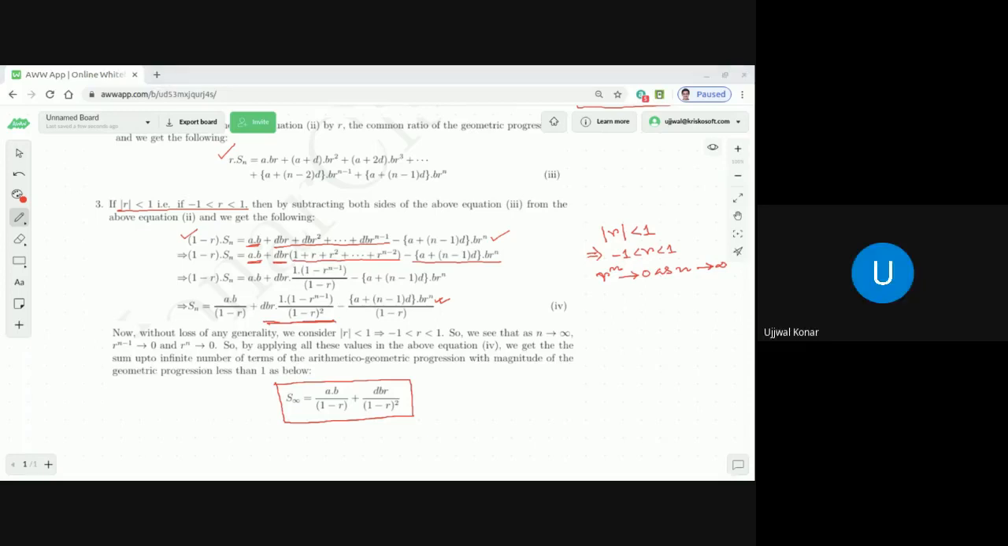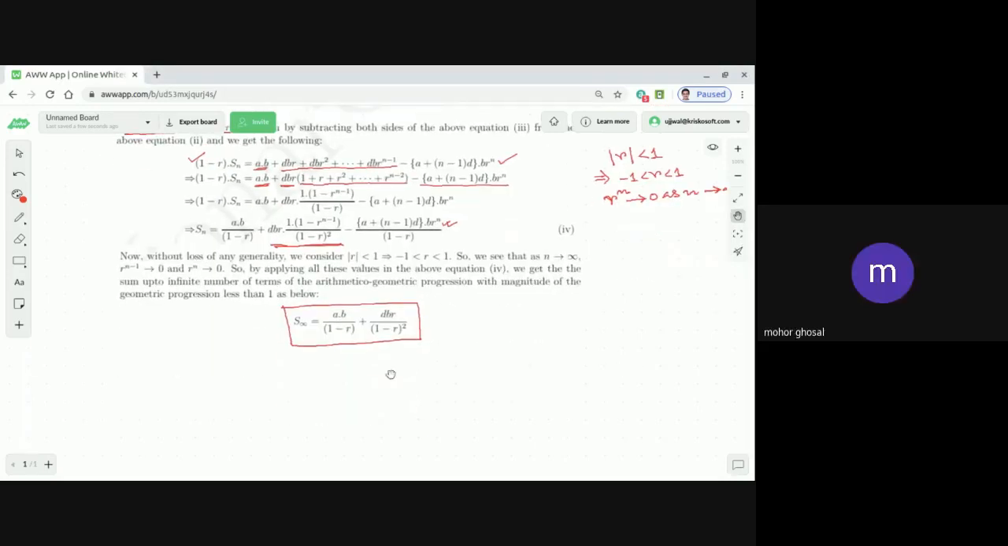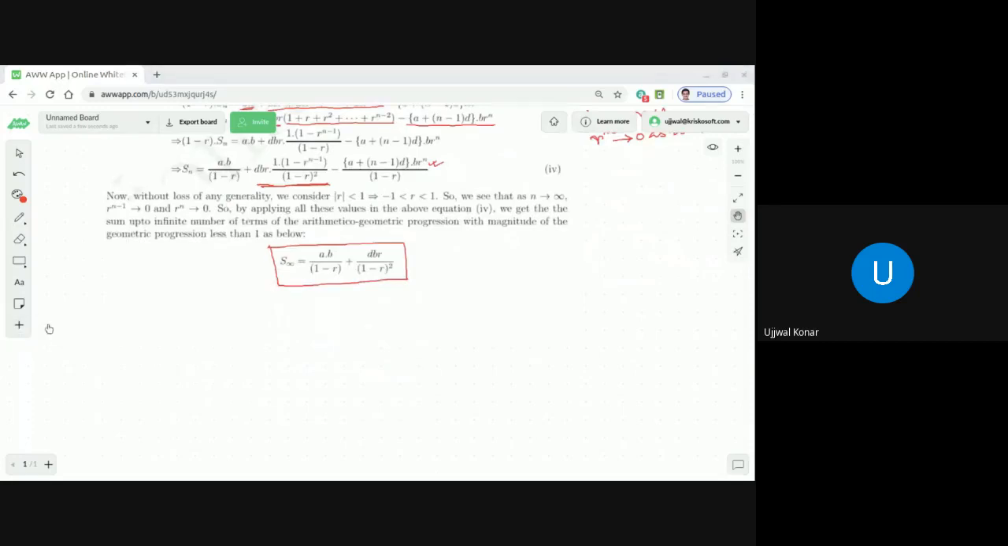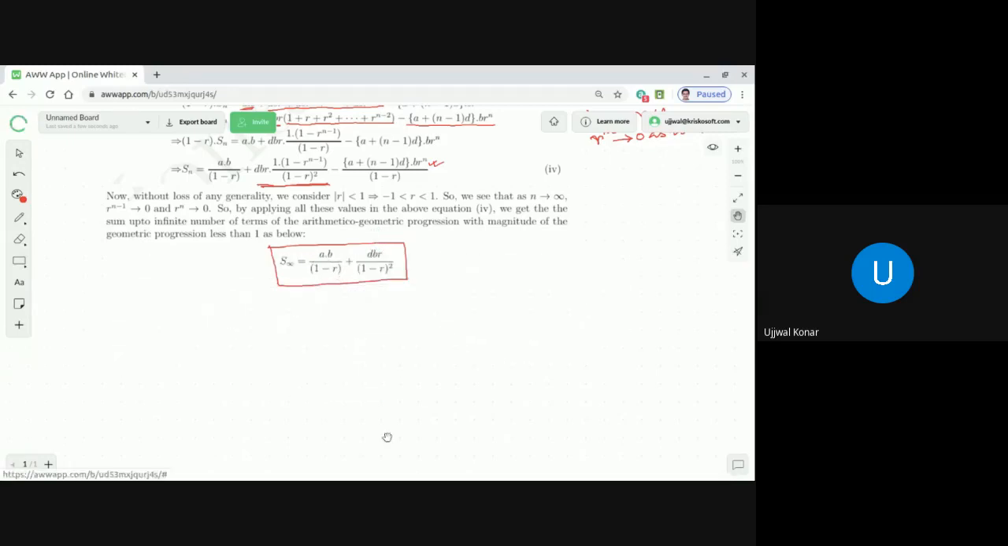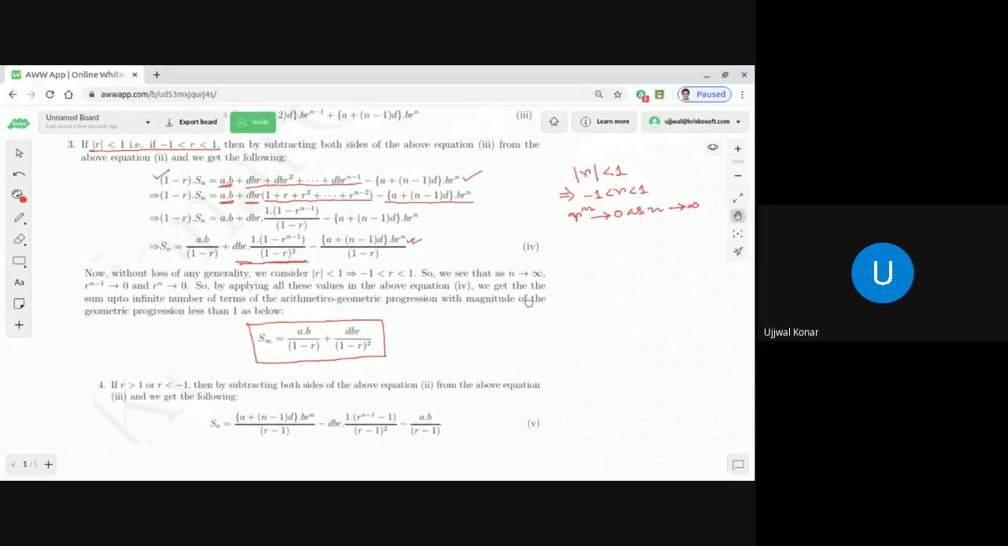Now the next point we are going to discuss is that if mod of r is greater than 1, or the other way we say, there are two cases: when r is greater than 1 or r is less than minus 1. And that we are going to study now. If r is greater than 1 or r is less than minus 1, then by subtracting both sides of equation 2 from the above equation 3, you only get this formula. It is nothing but exactly what you got in equation 4.